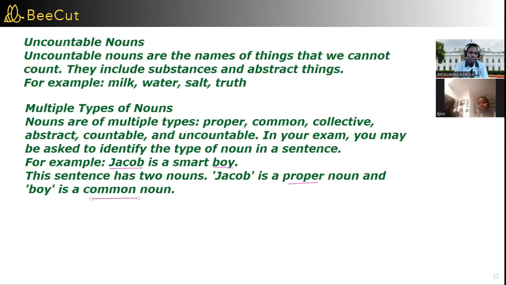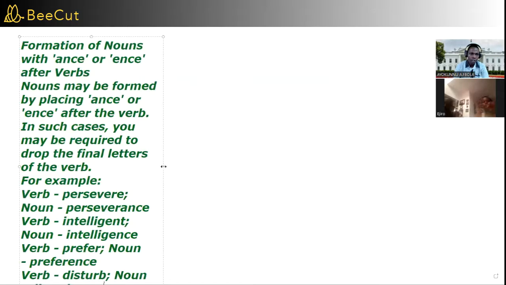So formation of nouns with ANCE or ENCE. We're talking about formation of nouns now. That means from another word you can form a noun, maybe from a verb or from any given word. Let's look at that, still under the kinds of nouns. So formation of nouns by adding ENCE or ANCE to a word.